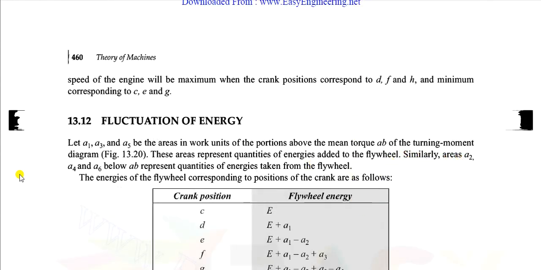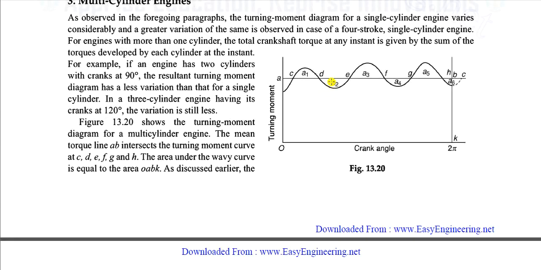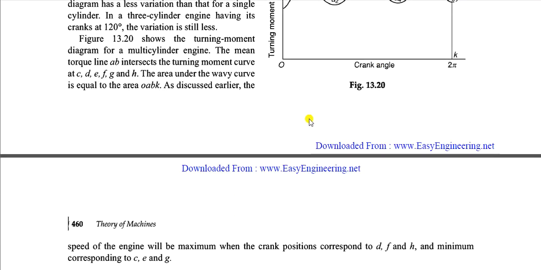Similarly, areas A2, A4 and A6 below AB represent quantities of energy taken from the flywheel. Just now, because this is negative, this is the mean. So this much is required to maintain constant speed, because of that power generation, this is the resisting torque. Below this is negative, so that will be taken from the flywheel. Above this will be stored in the flywheel. So that is the work of the flywheel.